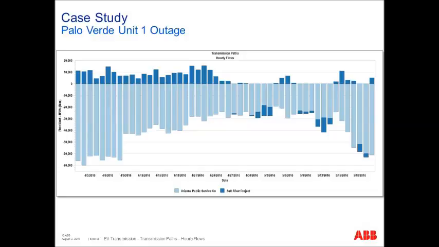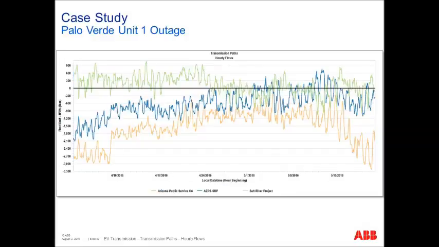So as you can see here, as you have a sustained amount of time where Arizona Public Service Company is not able to export, they've got to start importing, or somebody else has to try to make up that export, and it looks like, at least to some extent, Salt River Project was one of the areas that was doing that.